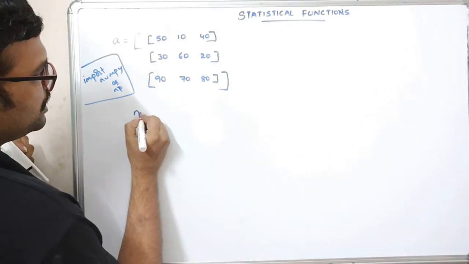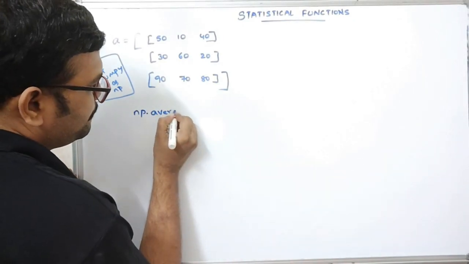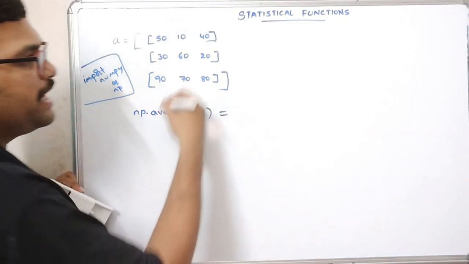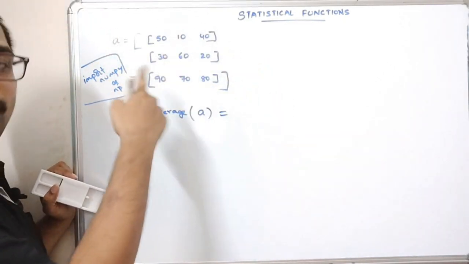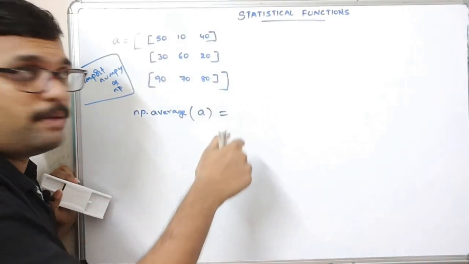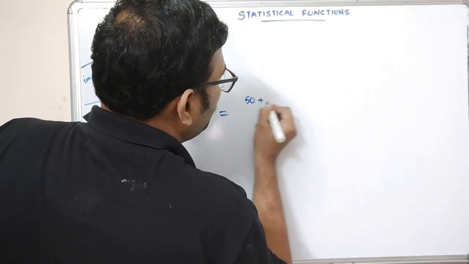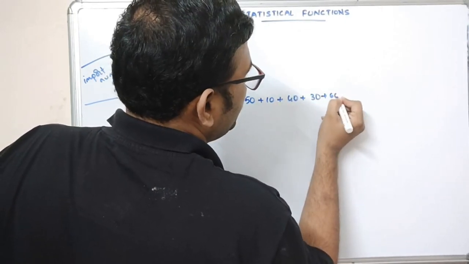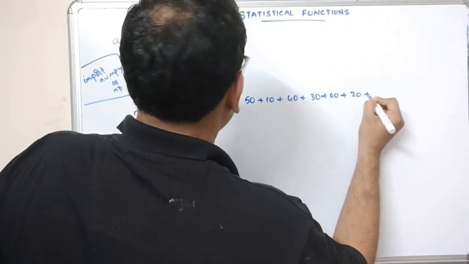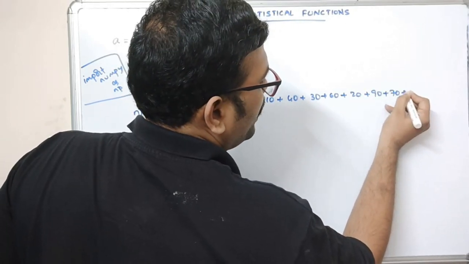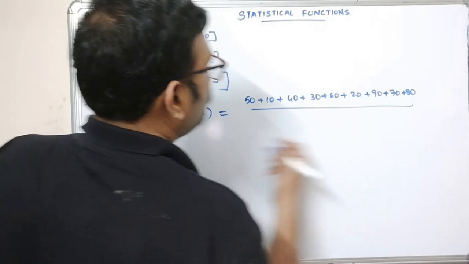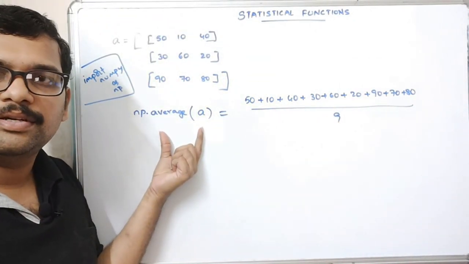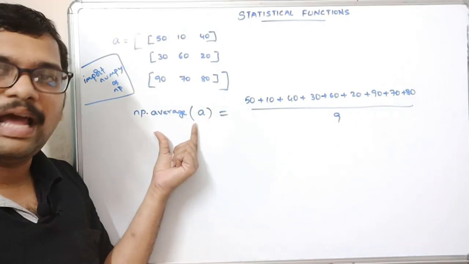So simply by using np.average, just give one argument, that is A, which will give the complete average of all the elements, that means sum of all the elements divided by number of elements. So it gives 50 plus 10 plus 40 plus 30 plus 60 plus 20 plus 90 plus 70 and 80 divided by, so how many elements are there? 9 elements are there. So this will be the result for finding the average.